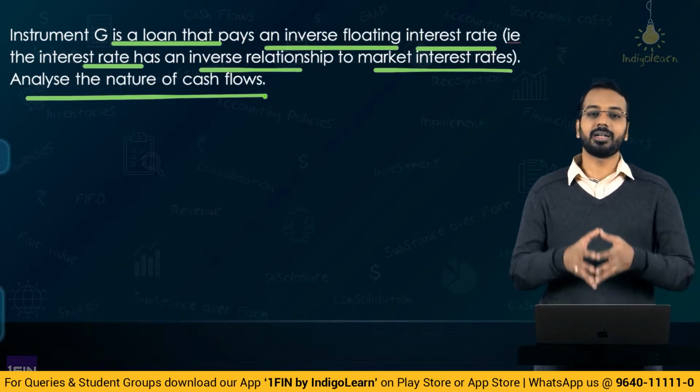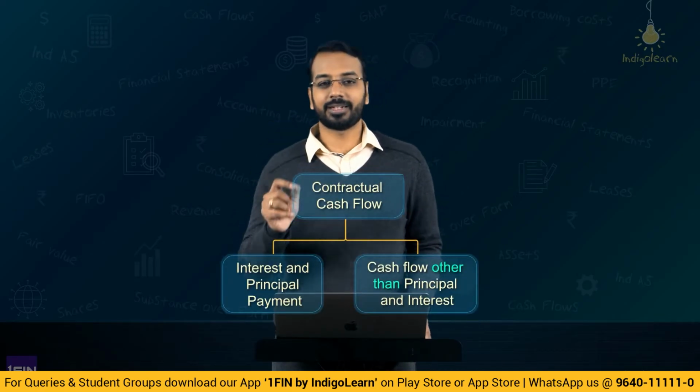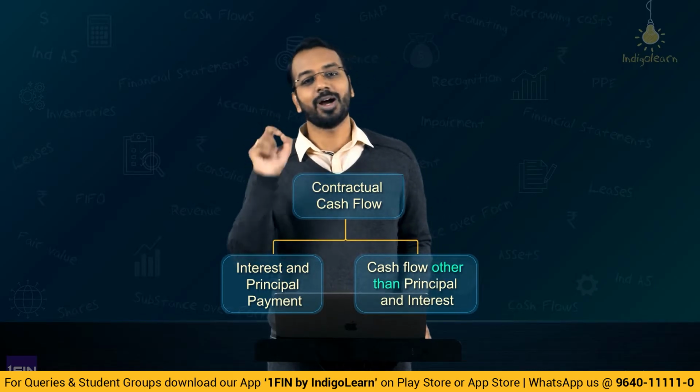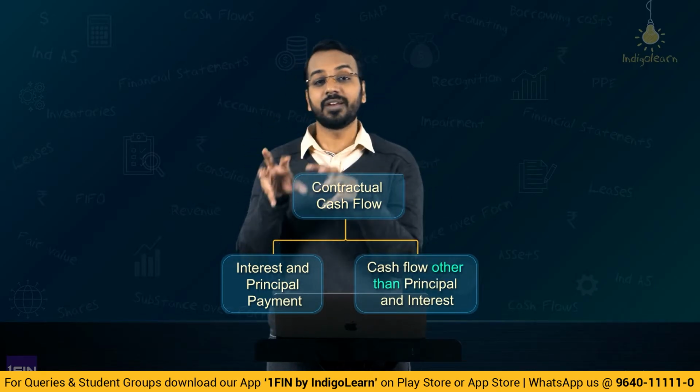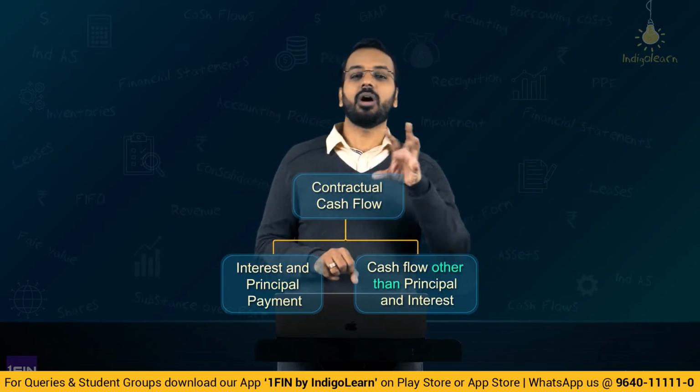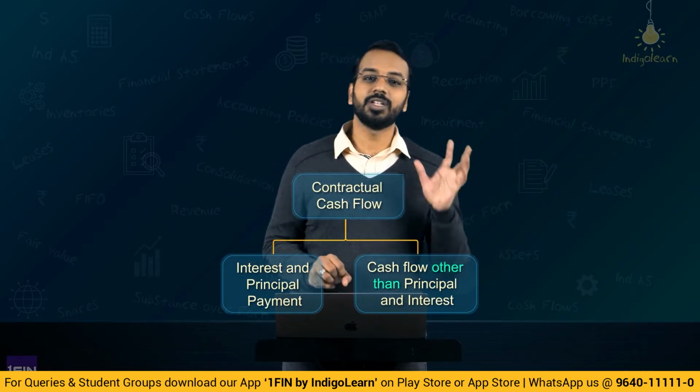So basically, under a contractual cash flow characteristic test, you have to see whether the contractual cash flows reflect the repayment of principal and interest on principal outstanding. If they are solely reflecting that, then we have a particular kind of classification. If they do not reflect that, then we have another kind of classification.